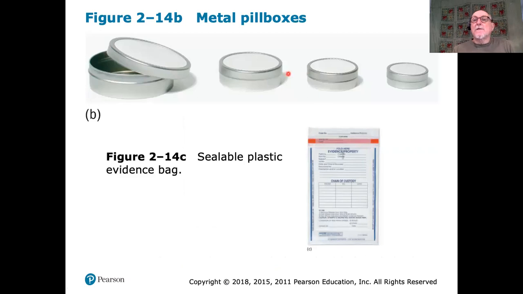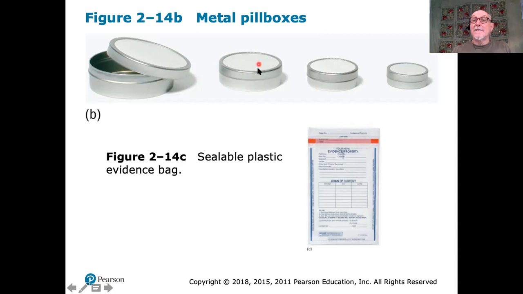These are metal pill boxes, also very, very useful very often. For example, a bullet casing, such as the one we saw in the photograph, might be packaged in a pillbox like this. They can also package pieces of glass or whatever. And if need be, it can be wrapped in paper or wrapped in cotton in order to protect it inside so that it doesn't rattle around inside the pillbox.